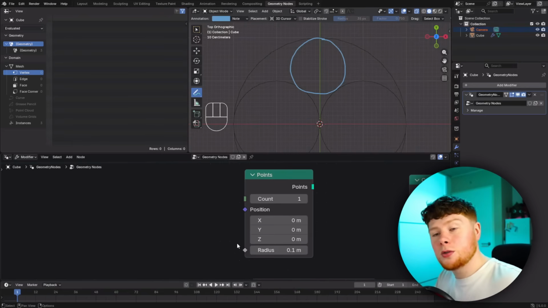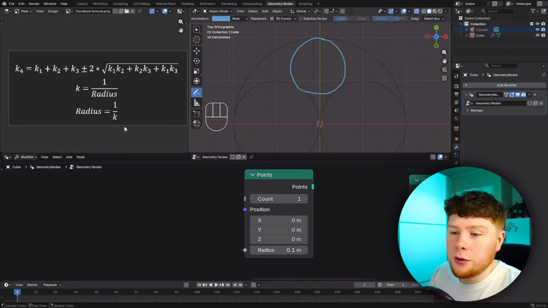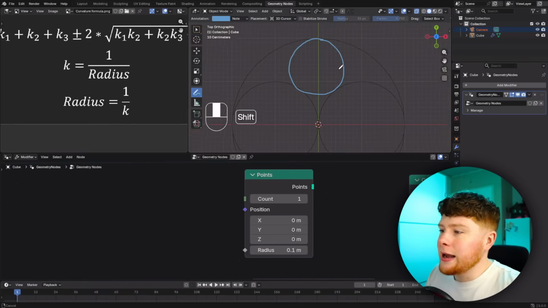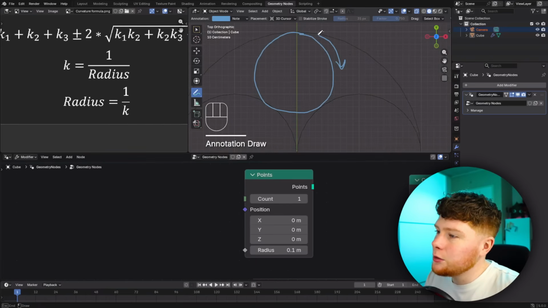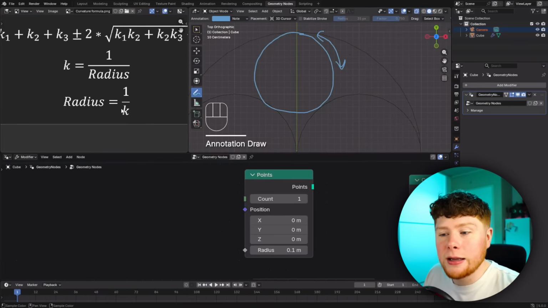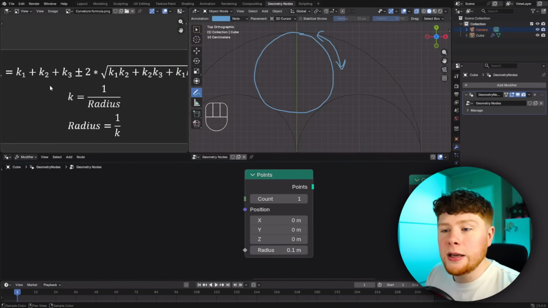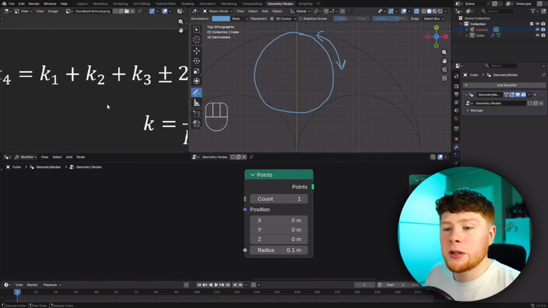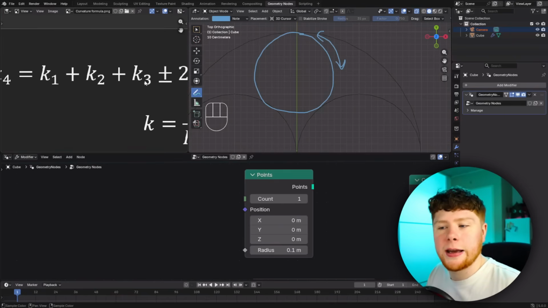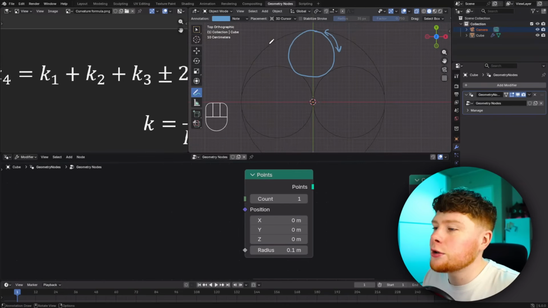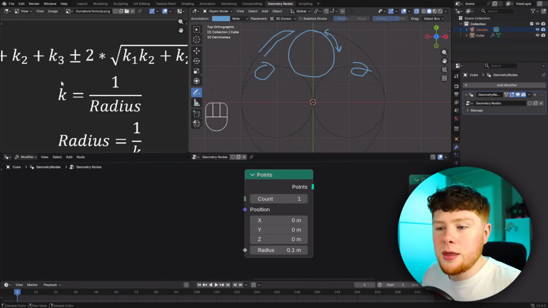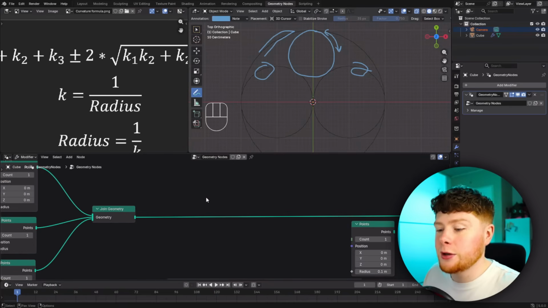And the radius, we are going to determine that with these formulas. So you see the radius of this new circle is 1 divided by k. K is the curvature that this new circle should have. And to calculate the curvature of this new circle, we need this bigger formula over here. You see K4 is the curvature of the new circle. But then you see we also need K1, K2 and K3. And those are the curvatures of this circle and this circle and this circle. And to calculate the curvature of those 3 circles, we need this formula. So let's calculate the curvature of those circles first.